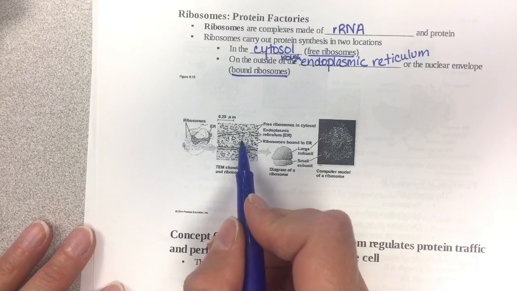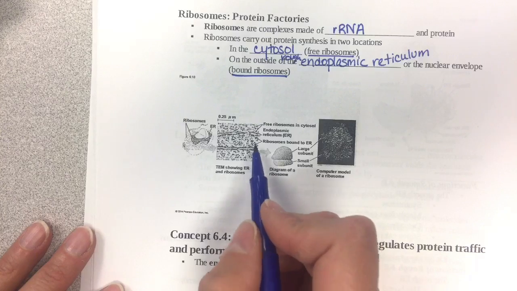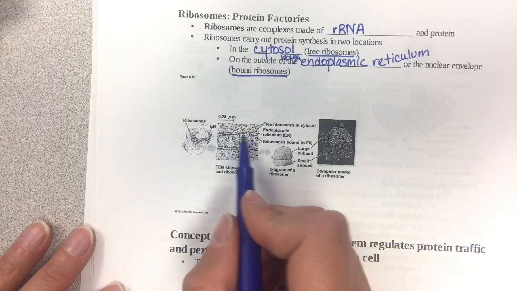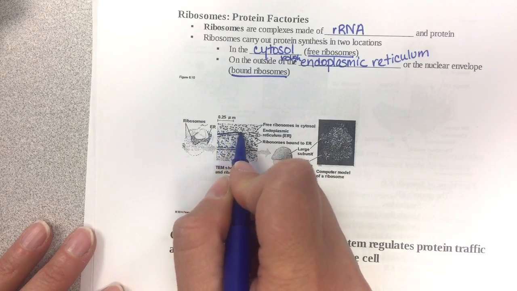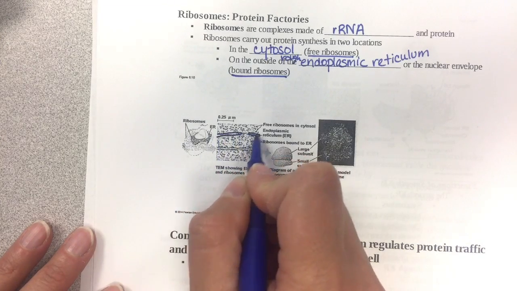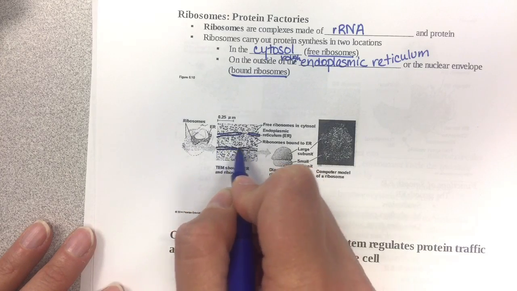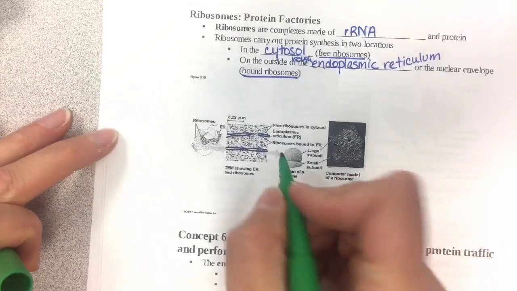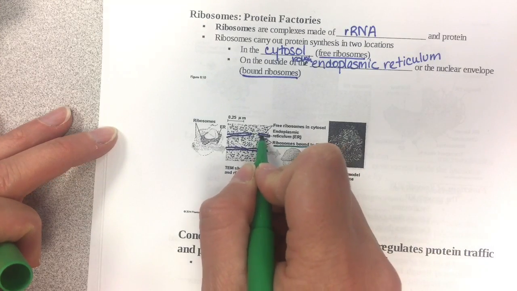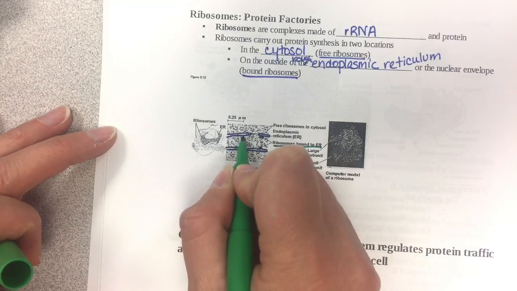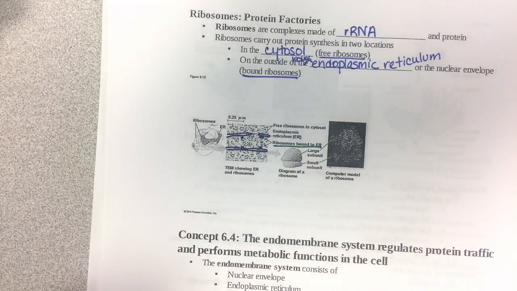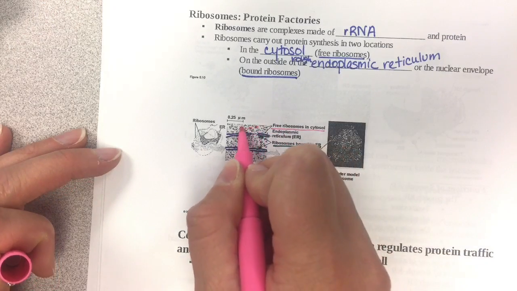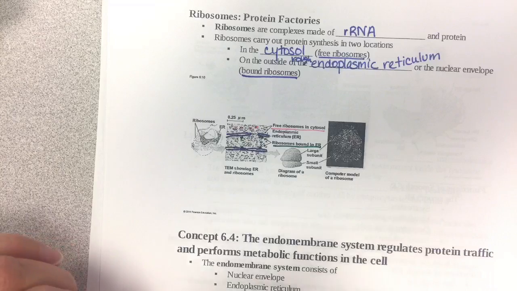All these little dots on here are ribosomes. What you're looking at is a cross section of the ER. And so there are ribosomes bound to the ER. Put in green, ribosomes bound to the ER, so they're actually stuck to the membrane of the ER. And there are free ribosomes floating around in the cytoplasm. So those are your two different kinds of ribosomes.